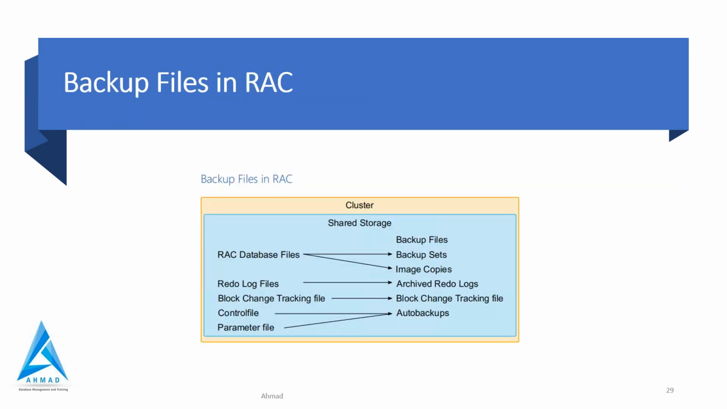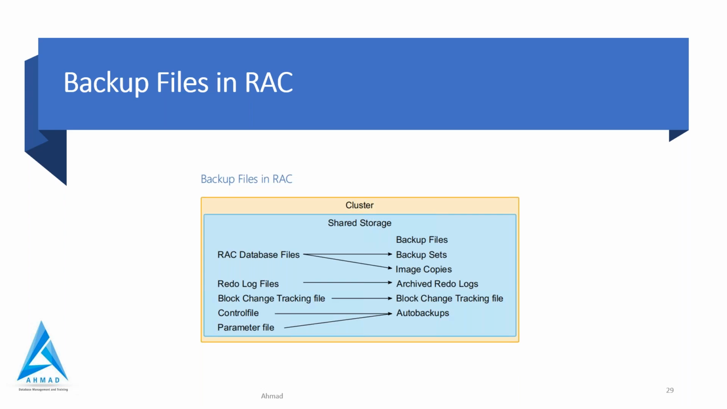Now come to backup files in RAC. So we have RAC database files, redo log files, block change tracking file, control file, and parameter file. The control file and parameter file come with auto backup. The block change tracking file, you have to take the backup. For redo log files, you have to take the archive log file backup. For RAC database files, you can take backup sets, or you can create image copies. So this is the things related to backup.